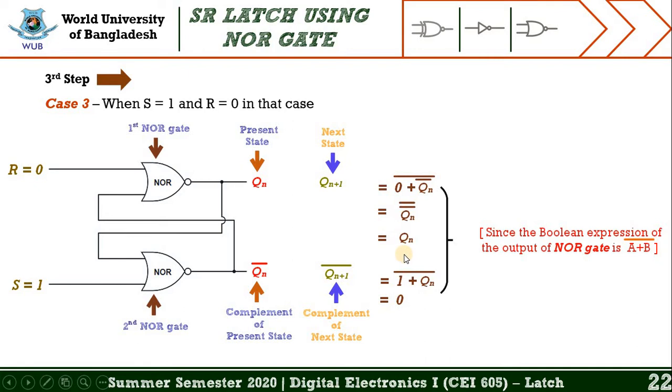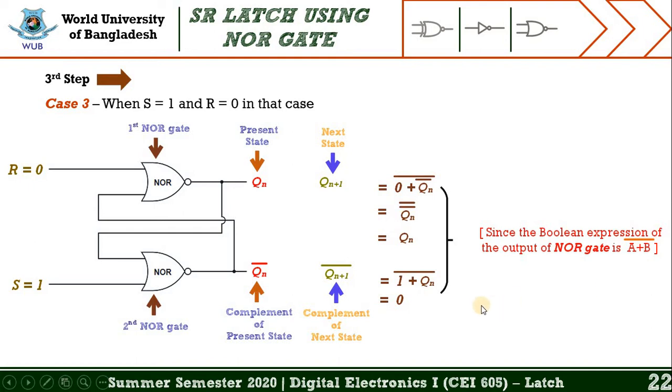And in this case also, a question may arise in your mind, like the previous one. We get the value of next state as Qn, so the complement of this next state should be Qn bar, but we get 0. So in that case, we may assume that the value of Qn is equal to 1. So let's move into the last case, which is S equals 1 and R equals 1. So let's explore the last case of the SR latch using NOR gate.